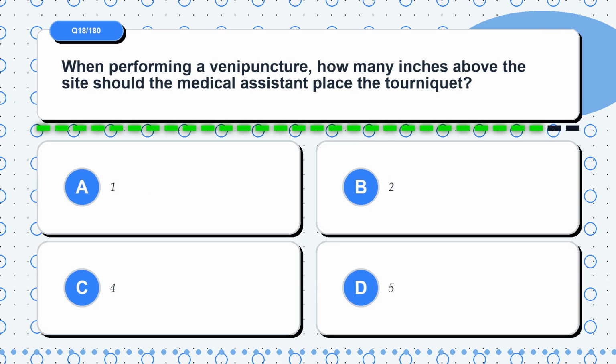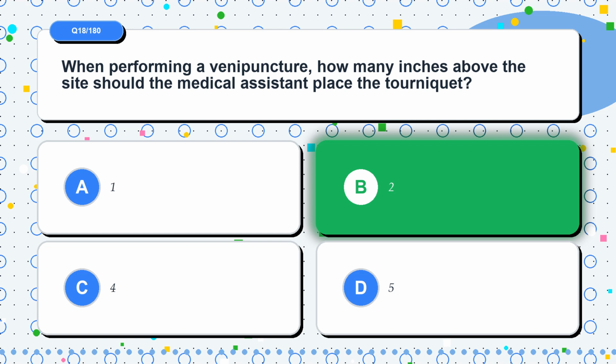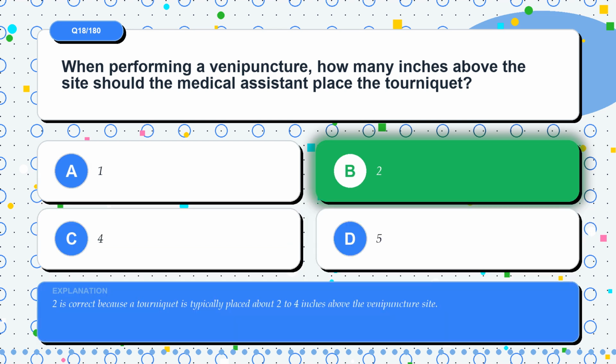Question 18. When performing a venipuncture, how many inches above the site should the medical assistant place the tourniquet? Here are the options. Option A, 1. Option B, 2. Option C, 4. Option D, 5. The correct answer is option B, 2. 2 is correct because a tourniquet is typically placed about 2 to 4 inches above the venipuncture site.